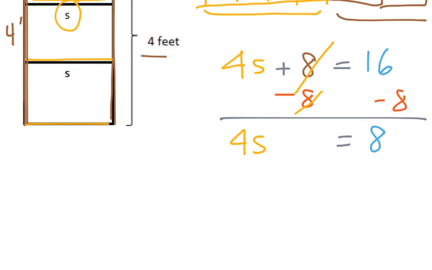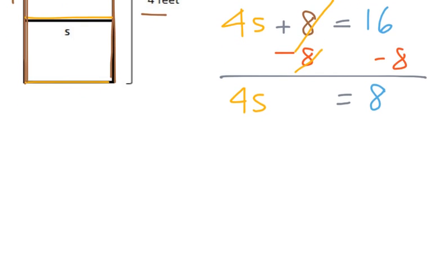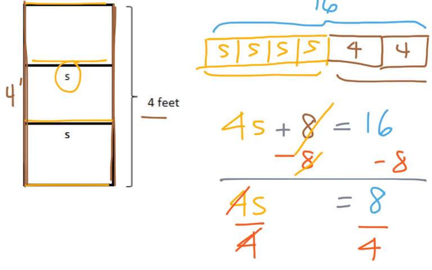I'm almost done, but I really like to have S have a coefficient of 1. So to do that, I'll divide both sides by 4. 4 divided by 4 is 1. That's what I was going for, so I figured out 1S. And 8 divided by 4 is 2. So that tells me that each of the shelves is 2 feet long.